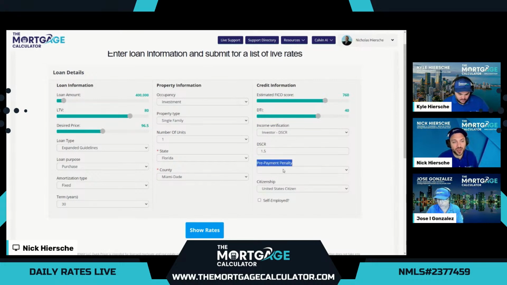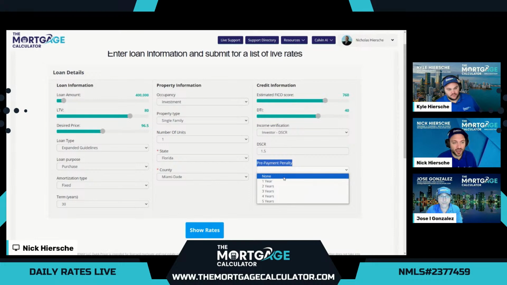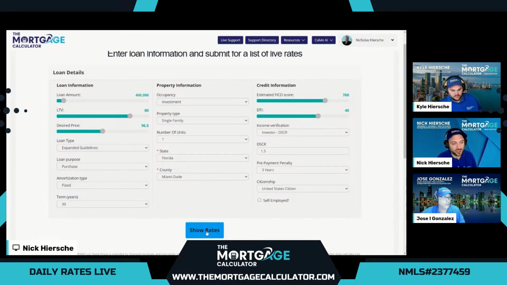And finally, prepayment penalty must be selected. That's standard for an investment property non-QM. So 3 years is what we use for the demo. We can select 0. That will limit what shows up and cost more. We could also select 5 years. That will, again, limit what shows up, but does save our customers some money. 3 years is standard. So we select that so we can see the most applicable options pop up here.